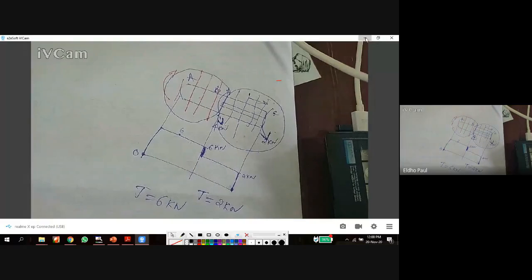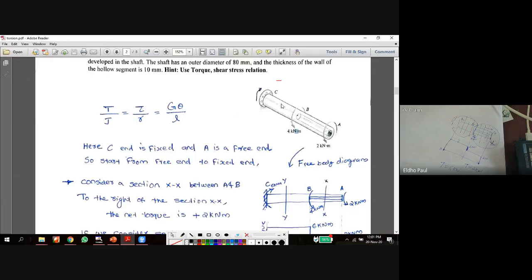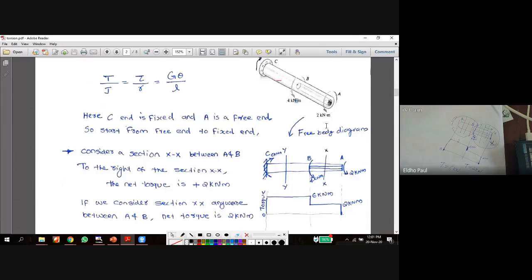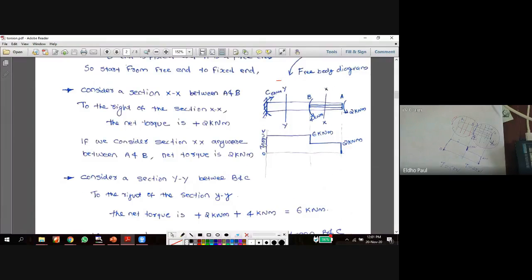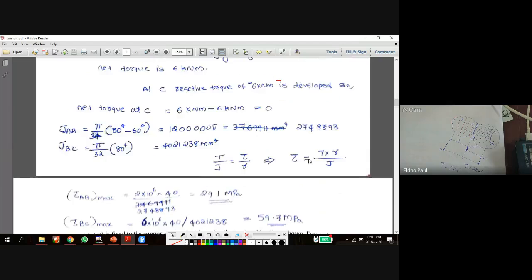This is very important. So when a shaft is subjected to more than one torque, first you have to draw this type of torque distribution. Then in the CB area, use 2 kilonewton; in the AB area, torque T equal to 6 kilonewton. So I explained all these things here.